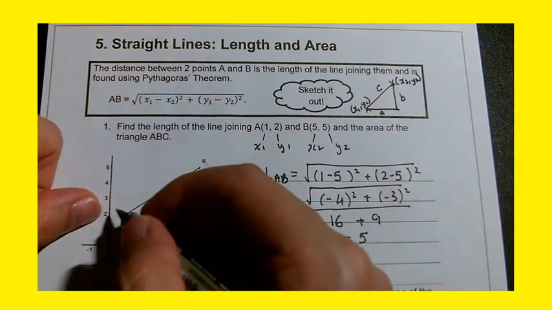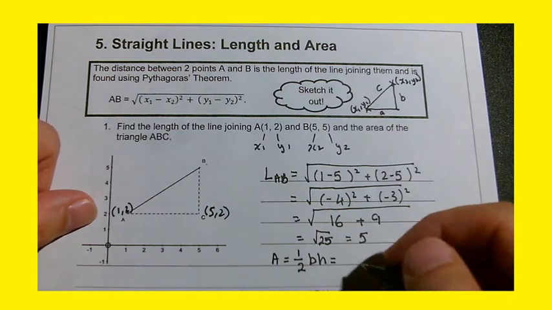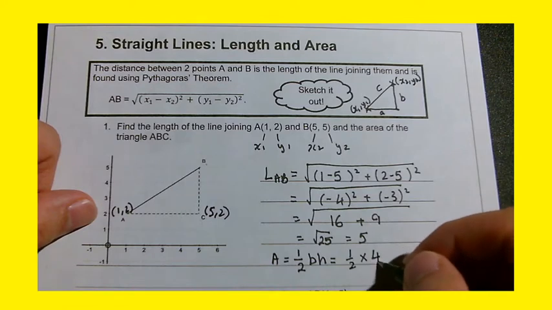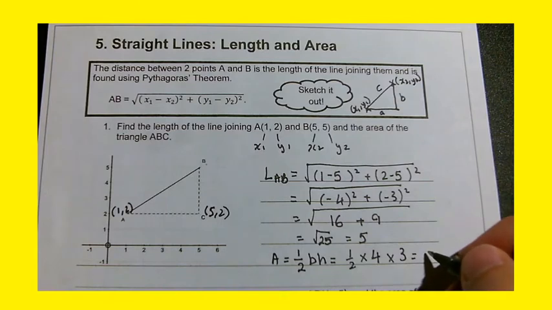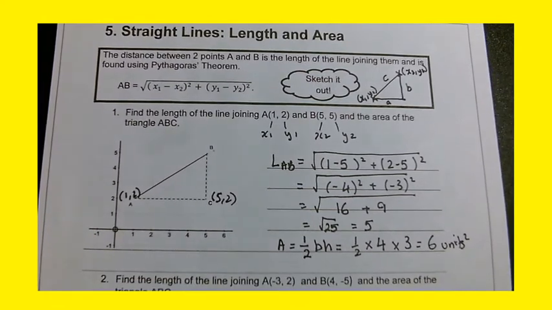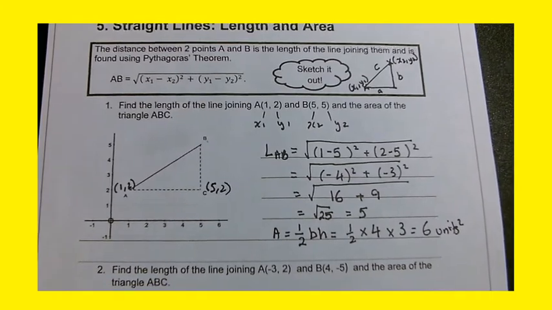So the distance from A to C, that distance is 4. So the base length is 4, and the height is 3. Yeah, from 2 to 5. So 4 times 3 is 12, times a half, 6. So the area is 6 units squared. Okay, so that's question 1, length and area. Fairly straightforward, not too difficult. One's using formula, the other one's also using formula, but looking at the graph.